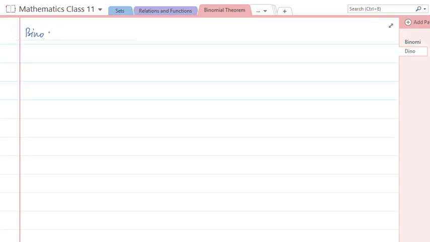So this is the second page, binomial theorem. We are going to find out the middle term when n is the odd number.